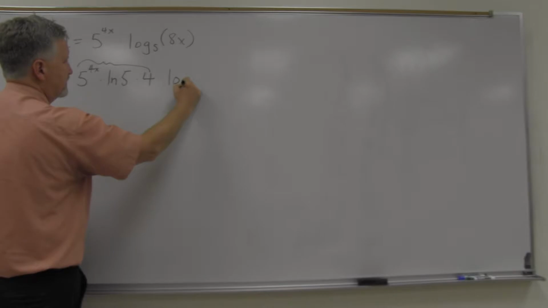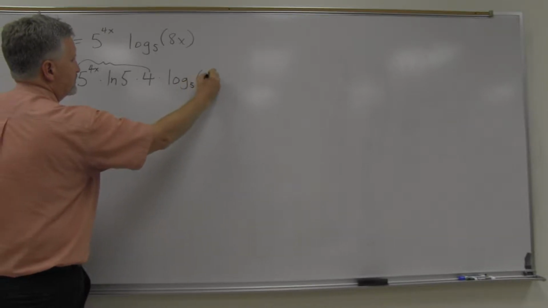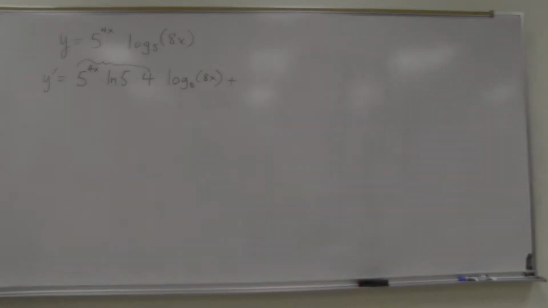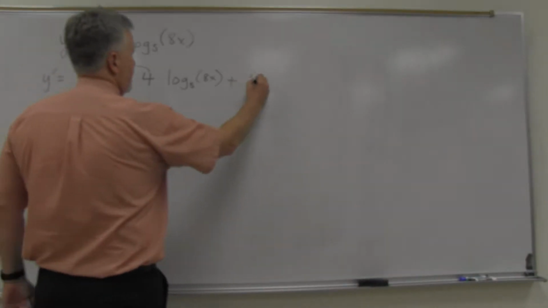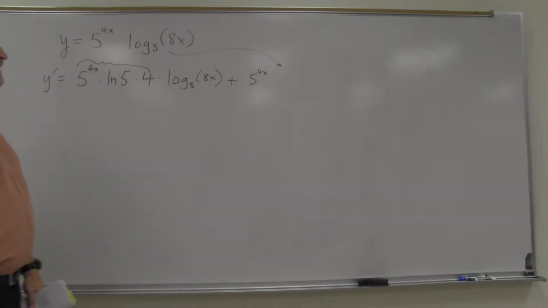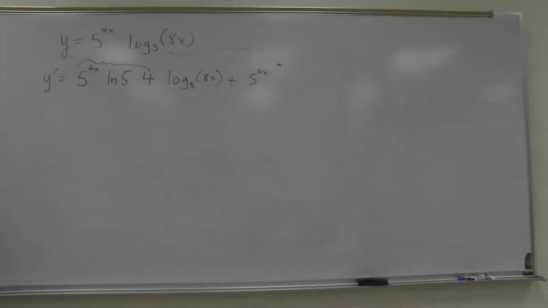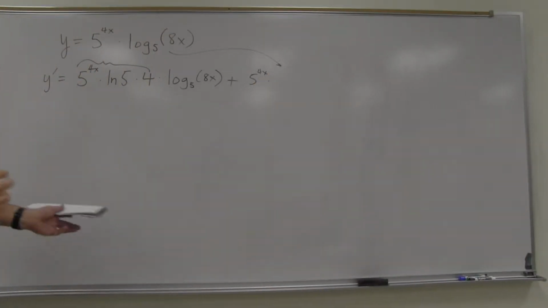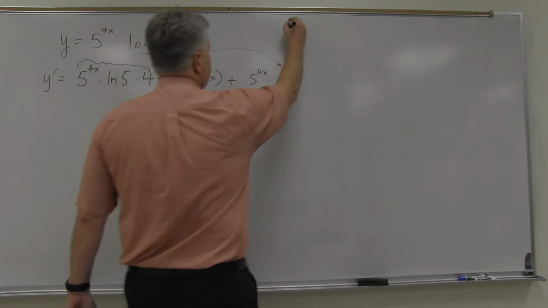And since it's the product rule, we have to leave that second one as is, and then do a second round: start with the 5 to the 4x and do the derivative of the log base 5 of 8x. So what do we have there? Well, log base 5, I'll just write it up here.